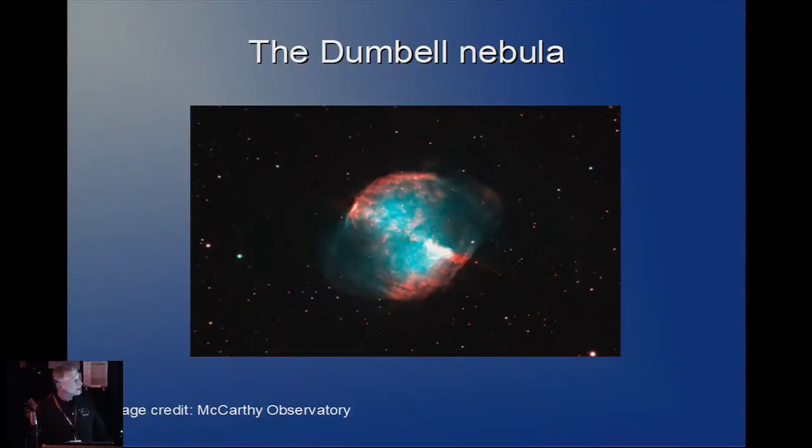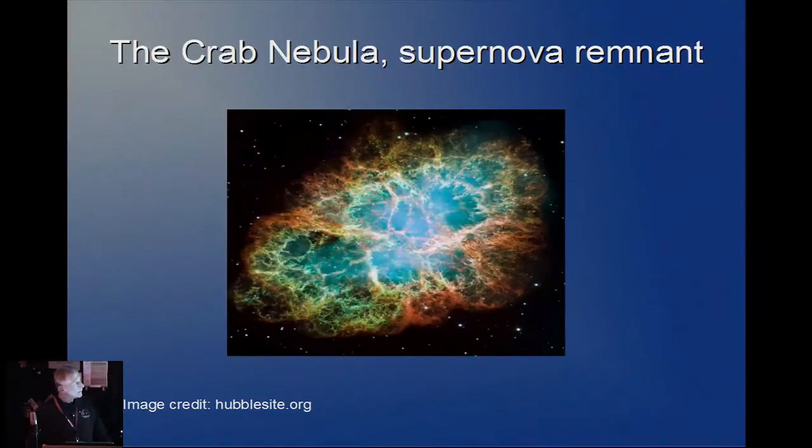This is a planetary nebula. This is what our sun will go through someday. And this is a supernova remnant. All this material is being thrown out into space. It looks very, very pretty, very static. It's not. That material is moving at incredible speeds.